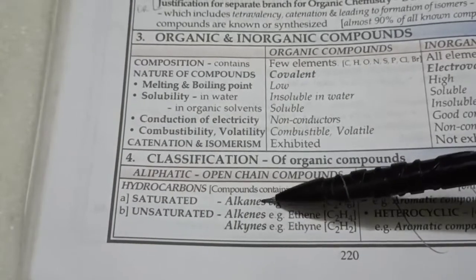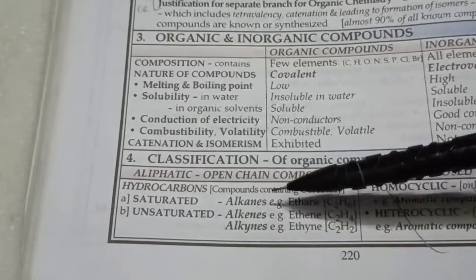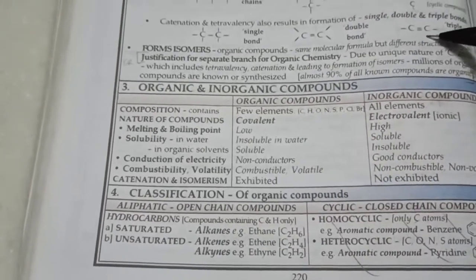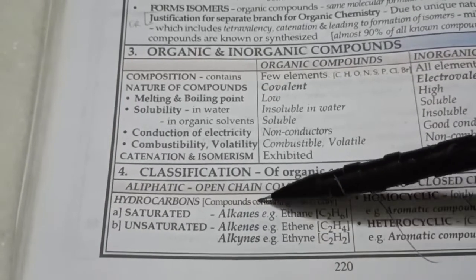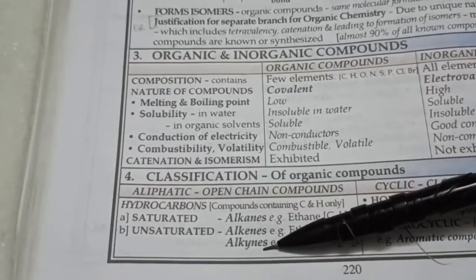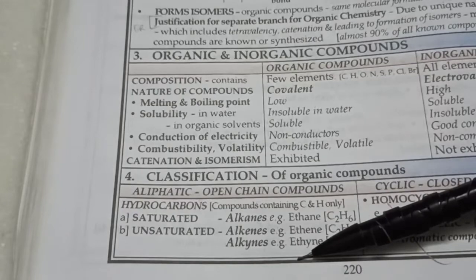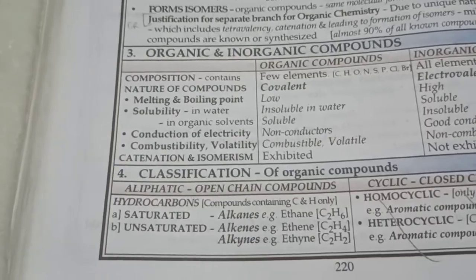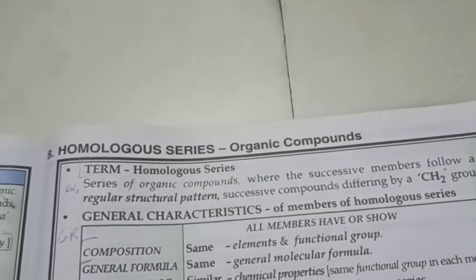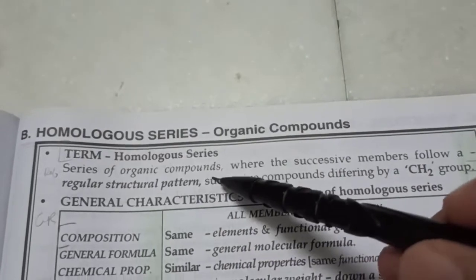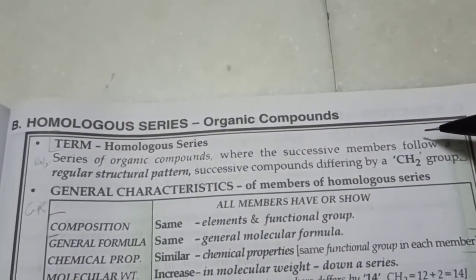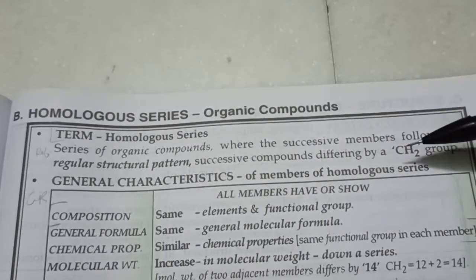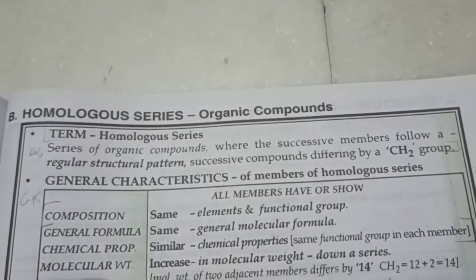Now alkanes, if you remember, have carbon-carbon single bond. Alkenes have carbon-carbon double bond, and alkynes have carbon-carbon triple bond. Out of these, alkanes are called saturated, whereas alkenes and alkynes are called unsaturated. I'll explain that soon. But before that, let's understand the definition of homologous series. It's a series of organic compounds where the successive members follow a regular structural pattern and the successive compounds differ by CH2. Let's understand this with the help of an example.